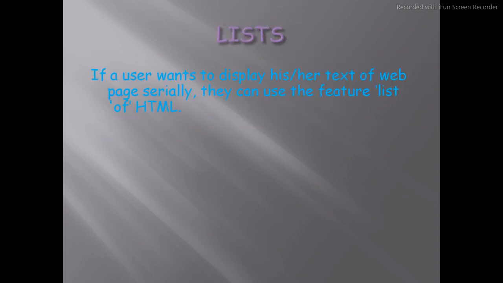Now, lists. So the first topic will start. If a user wants to display his or her text on web pages serially, he can use the list feature of HTML. Lists are of two types. The first is the ordered list and the second is the unordered list. Now we will discuss both of them in detail.